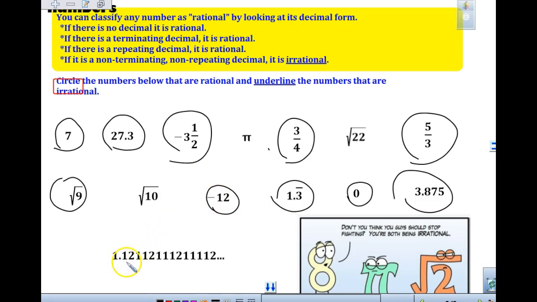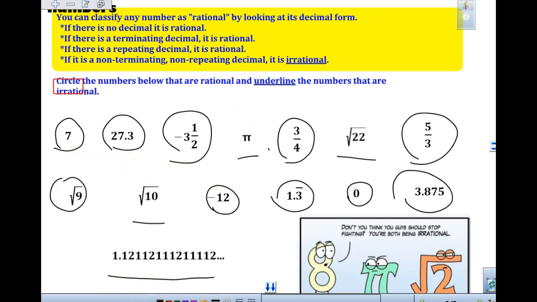Why didn't I circle this one? 1, 2, 1, 1, 2, 1, 1, 1, 2. There is a pattern, but it does not repeat, right? This is not rational. This is irrational. So my underlines agree. If I wanted to be more specific, the most specific one is called our whole numbers.